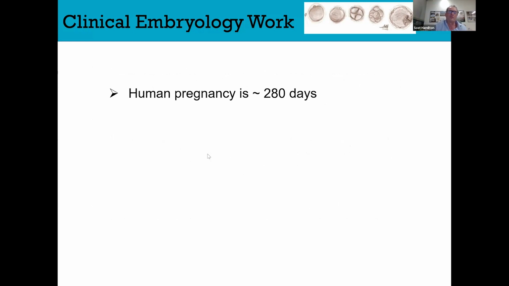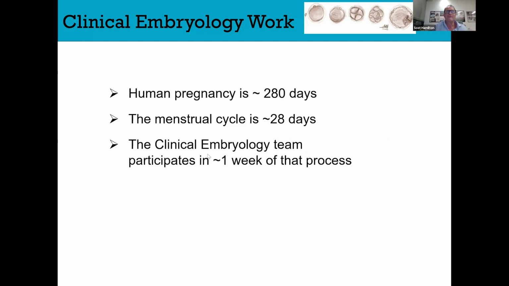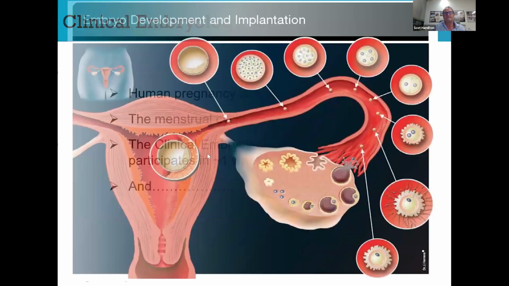So clinical embryology is based on human pregnancy. Human pregnancy is about 280 days. The menstrual cycle is about 28 days. And in clinical embryology, our team is basically responsible for the live process over about a week. And there's all kinds of stuff that surround that.